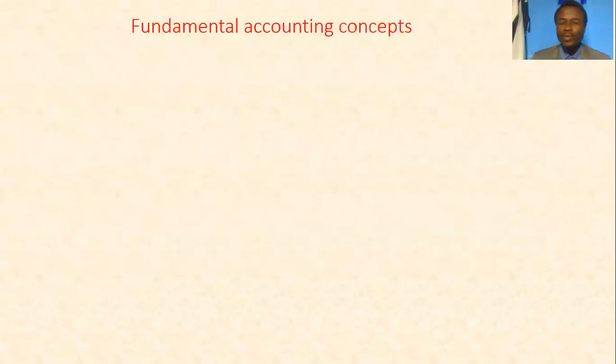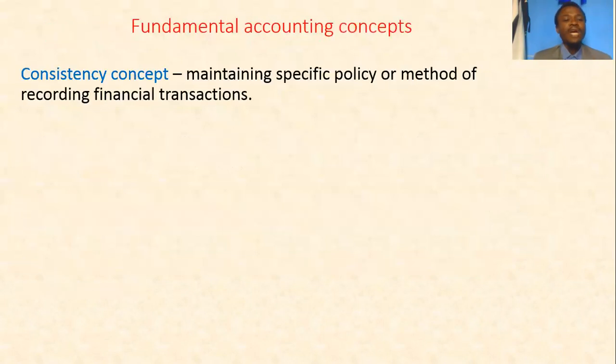Good. With examples. Then we also have the consistency concept, which is maintaining a specific policy or method of recording financial statements. It means that if you use a particular policy, you can't just chop and change the policy. The policy must be consistent. If you are using the FIFO method of recognizing closing stock, this year you can't then be using weighted average.